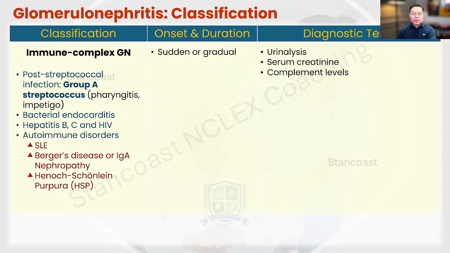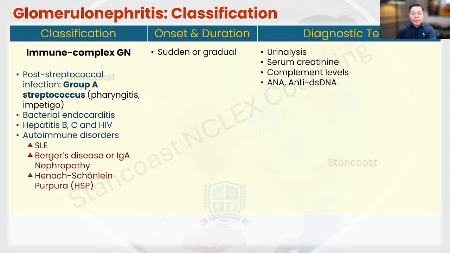Now, we're also going to talk about the complement levels. So we are talking about a portion of the immune system, and lowered complement levels indicate that the system has been used up due to the inflammation in the kidneys. All right? If there is a reduced level of the complement system, that simply means that it has already been used up. It ran out of complement because of the inflammatory processes inside the kidney.